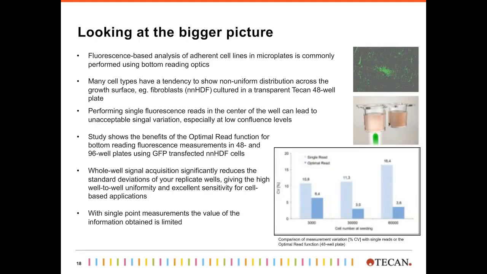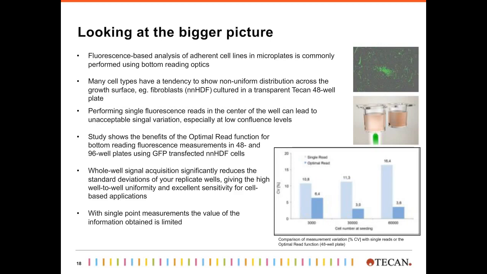The last application note, or the last study our researchers here at Tecan did, I want to explain to you, is about fluorescence bottom readouts in general. And here we show the importance of the optimal read function. As you can see on the very top image, these are fibroblasts, and they do not grow homogeneously in an 84 well plate. They tend to grow from the middle. And certainly if you just measure that part in the middle, you get a wrong result that is misleading.